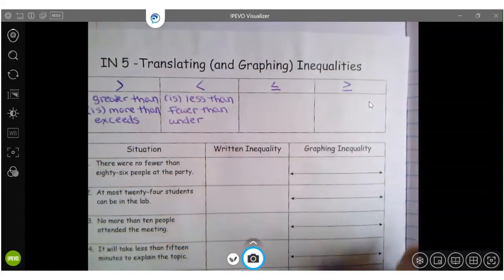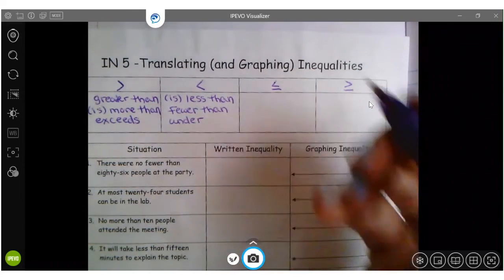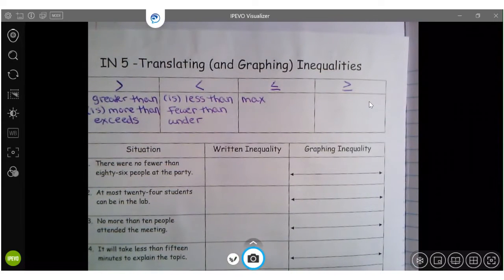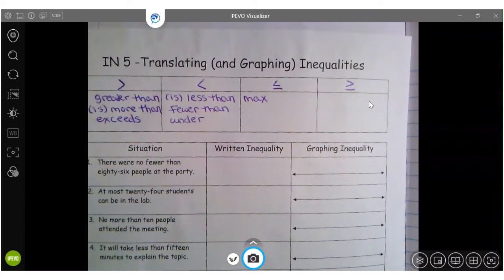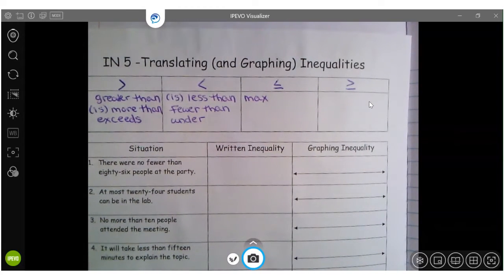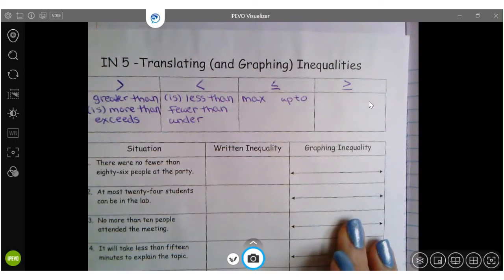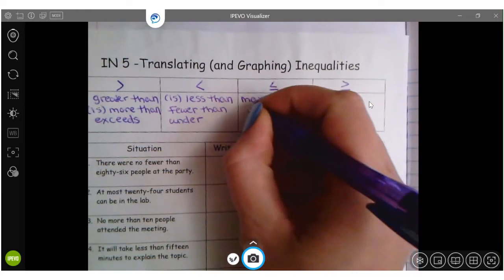All right, moving on to the next two. So this is my less than or equal to sign. So words you might see that would indicate this might be max or maximum. I'll just put max as an abbreviation. The max number of people that can attend is some number, or else whatever. They have to pay more, they need to get a bigger venue, whatever it might be. It's the max amount of money that they have to spend, something like that. Similar to that might be up to. Maybe you can spend up to $20. Along those same lines would be at most.